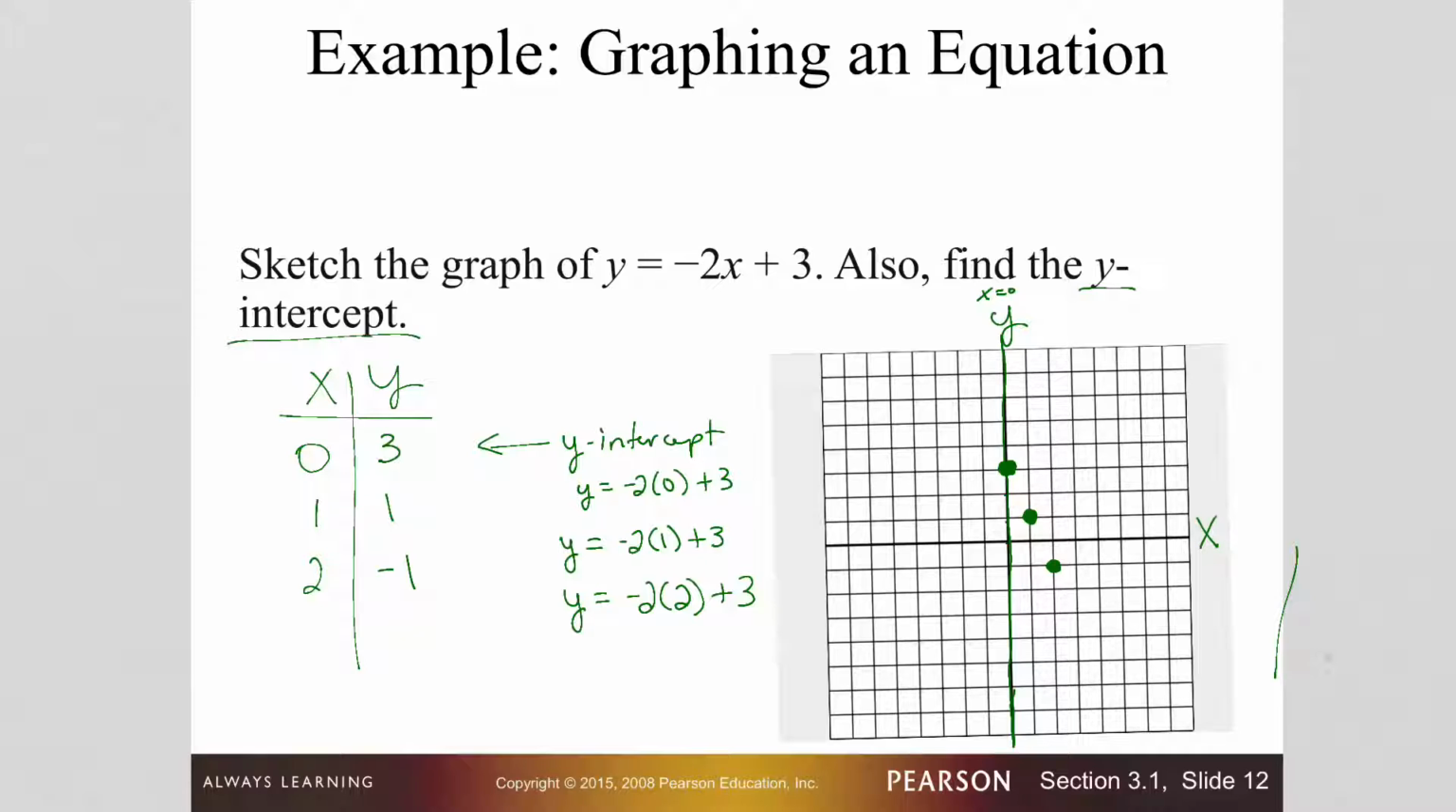Okay, look at that. Those dots line up in a straight line. Draw your arrows on the end. Now we have sketched the graph of y equals negative 2x plus 3. That's the graph of that line. They want you to find the y-intercept, and the y-intercept is right here at (0, 3).